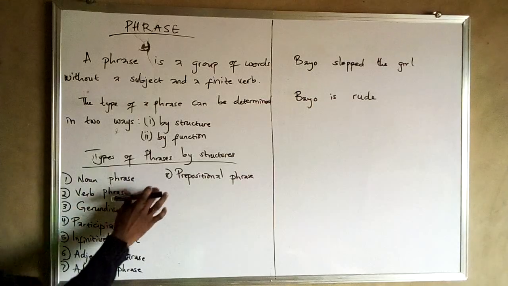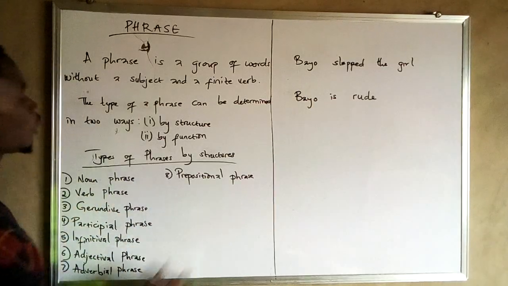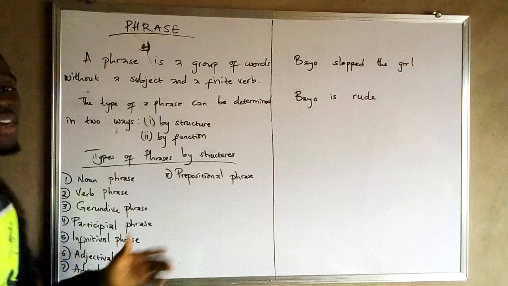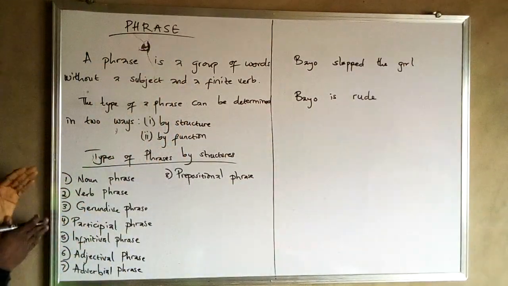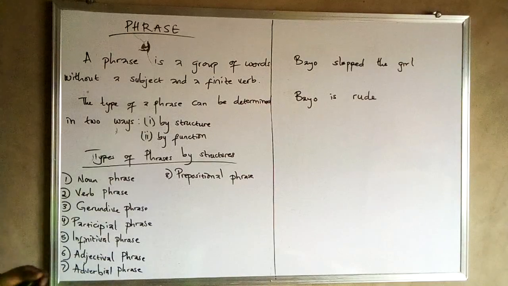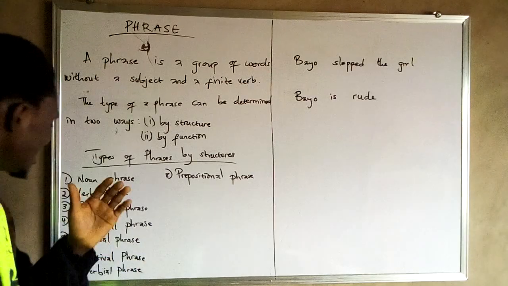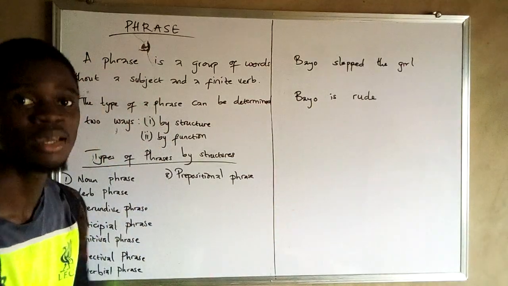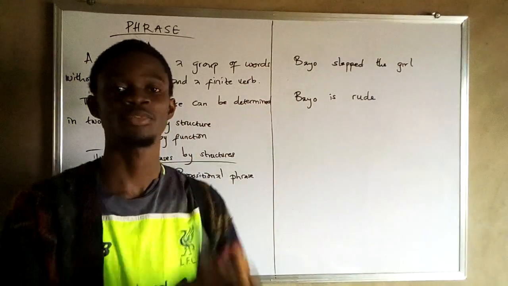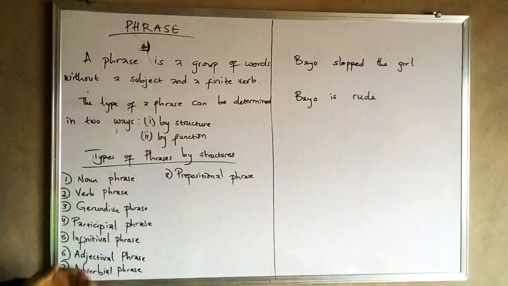So, types of phrases based on structure. We have 8 different types of phrases by structure. The first type of phrase is noun phrase. Number 2, verb phrase. 3, gerund phrase. 4, participial phrase. 5, infinitive phrase. 6, adjective phrase. 7, adverbial phrase. And the last one, which is 8, prepositional phrase. These are the 8 types of phrases by structure.